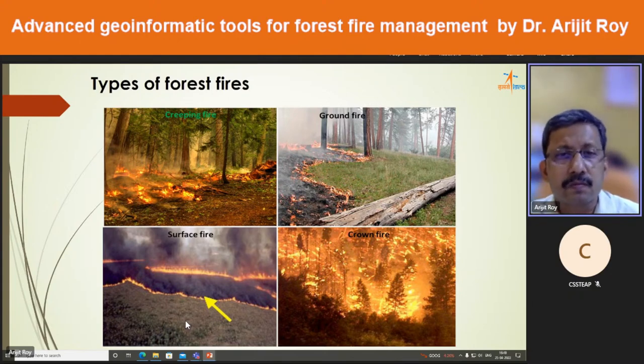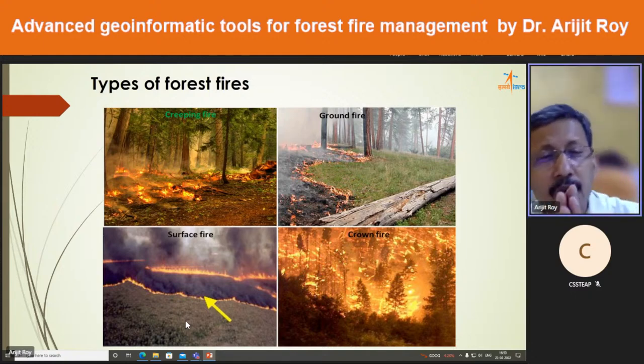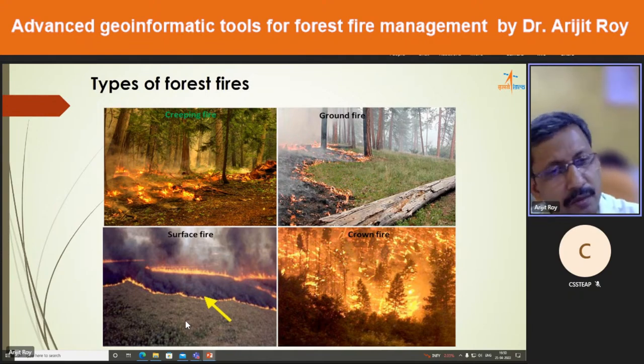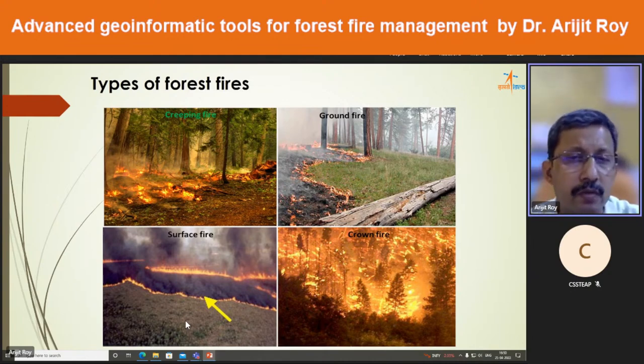That is creeping fire, ground fire, surface fire, and crown fire. Creeping fires are mostly in the higher latitudes, especially in the northern hemisphere, where you have a lot of duff, semi-decomposed organic matter. Because of the very cold conditions, the decomposition is not fast, and you have a very thick layer of duff there. So when the fire ignites in this material, it is basically underground, and only in some places do you have the flame and smoke coming out from the duff.